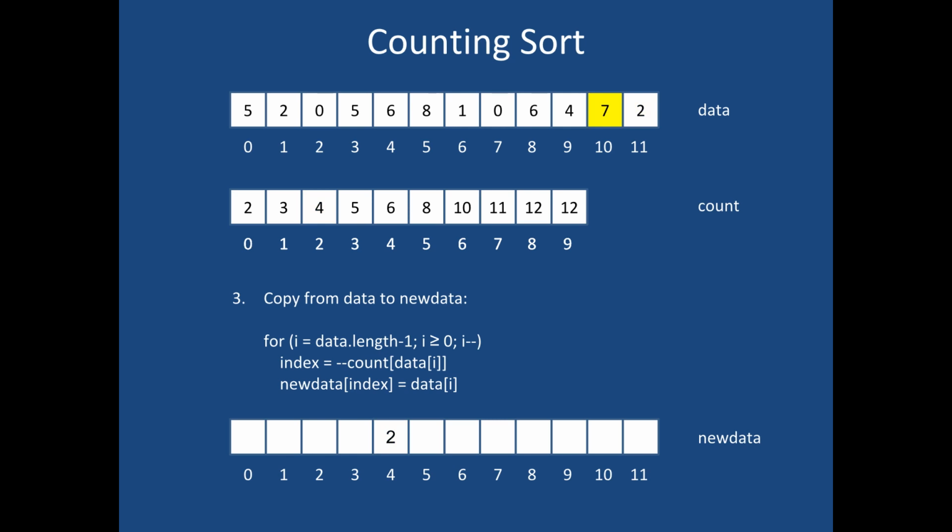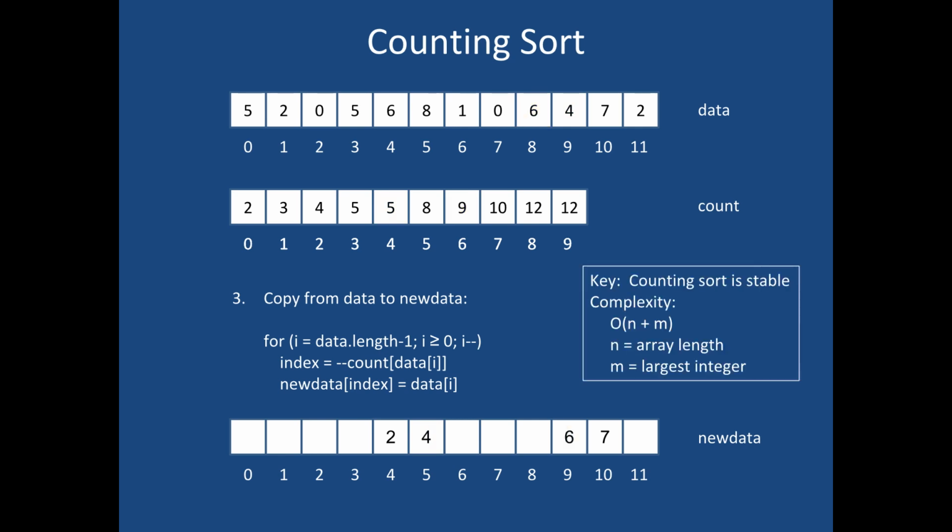Now we see the 7. How do we decide where to put it in the new array? Same thing. Come down to 7, subtract 1, and then put the 7 at index 10. Again, we see a 4. There's 6 elements less than or equal to a 4. We subtract 1. We put the 4 at index 5. And we just keep doing that. 6, 10, that becomes 9. 6 goes to index 9. Okay? So that's counting sort.